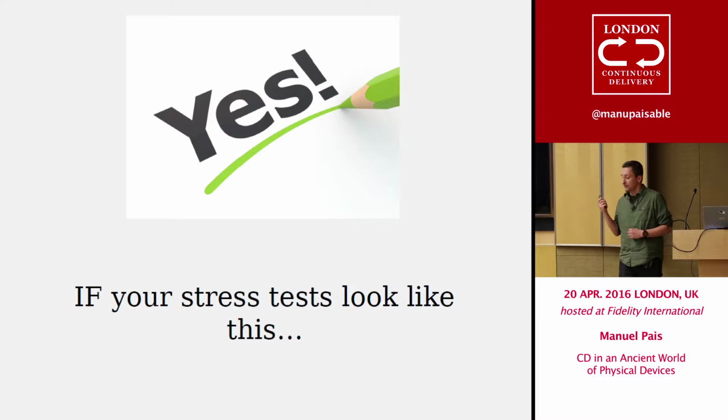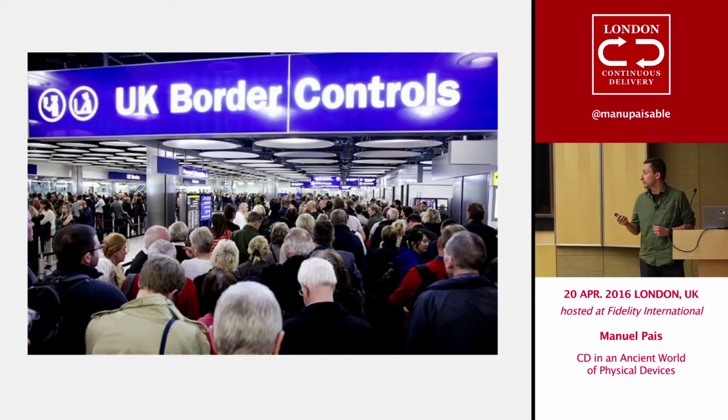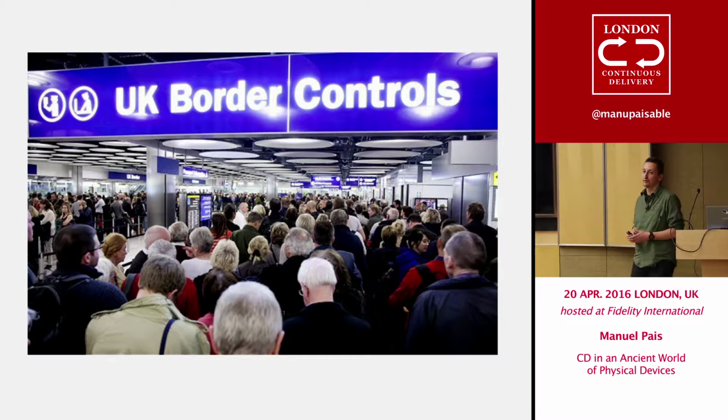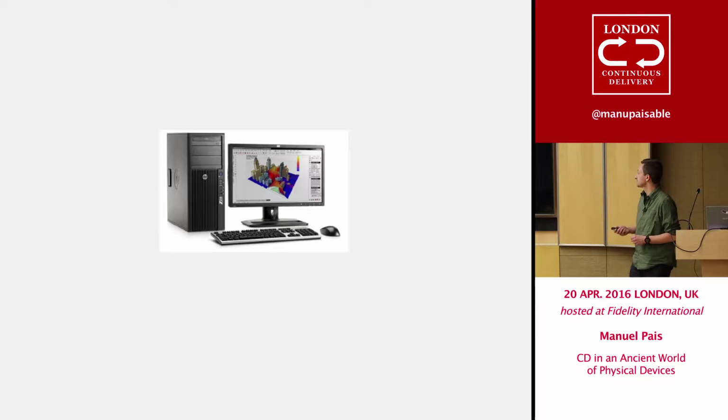And finally, the stress tests for us looked a bit like this. You have hundreds of people arriving, for some reason, around the same time, and then your border looks like that. So you want to get throughput of the travelers coming in as fast as possible.